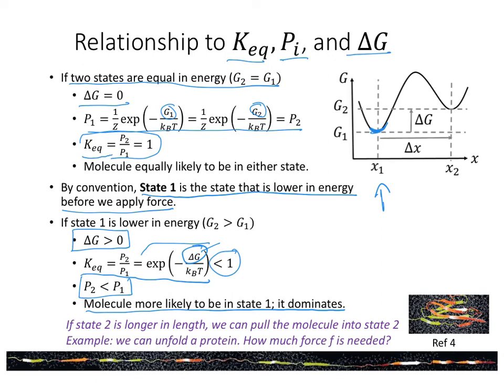So then we might ask, okay, what if state 2 is longer in length, which is what we show here, on this length scale, state 2 is longer. So this should mean that we can pull the molecule into state 2. So for example, we can unfold a protein. If this is state 1 and this is state 2 unfolded, we should be able to unfold it. And our next question is, how much force is needed to do that? This is the question we will address in the next video.